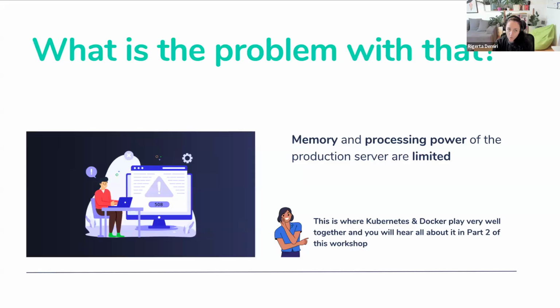More problems that come with the old way of deploying have been memory and processing power on the production server, which are limited. These 3 applications that we said we would deploy on the production server all have different memory and processing power needs. Some of them need to use more memory, some of them need to use more CPUs and so on. But the server itself is one and it's limited.